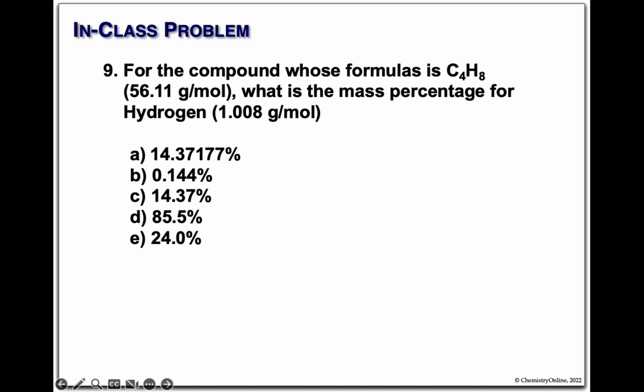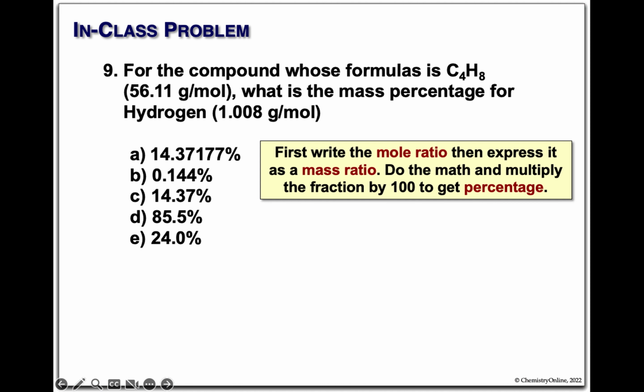All right, we have C4H8. It weighs 56 grams per mole. We're looking for the mass percentage of hydrogen. Hydrogen basically weighs 1. What we're going to do here is start off with the mole ratio. Then we're going to convert it to a mass ratio by multiplying by the stoichiometric coefficient and the molar mass. Going to multiply that fraction by 100 to get our percentage.